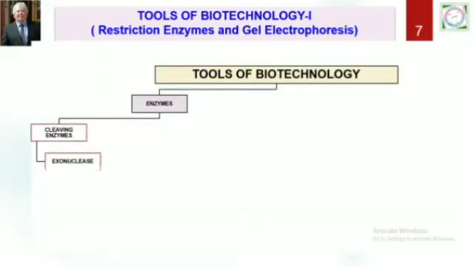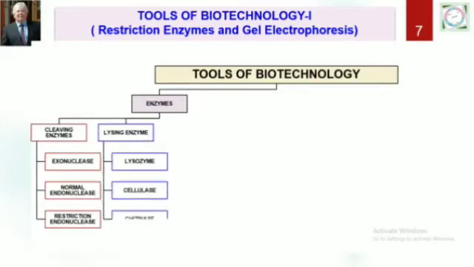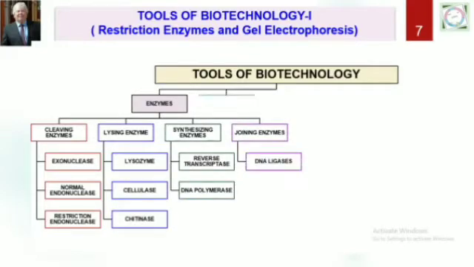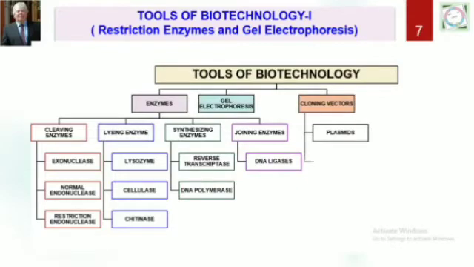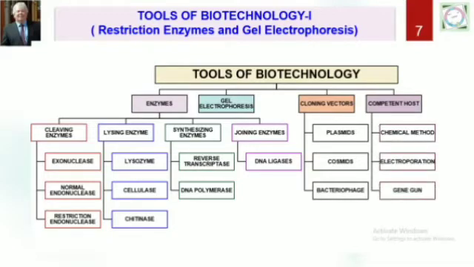In extension of our understanding of tools of biotechnology, we have already seen there are enzymes, including cleaving enzymes, lysing enzymes, synthesizing enzymes, and joining enzymes. Then we had gel electrophoresis, the technique that separated the cleaved DNA. In this lecture, we will study about cloning vectors or vehicular DNA, which will include plasmid, cosmid, and bacteriophage. We will discuss plasmid at stretch, and then ways of making host competent to receive the recombinant DNA. It has got chemical method, electroporation, gene gun, and microinjection.